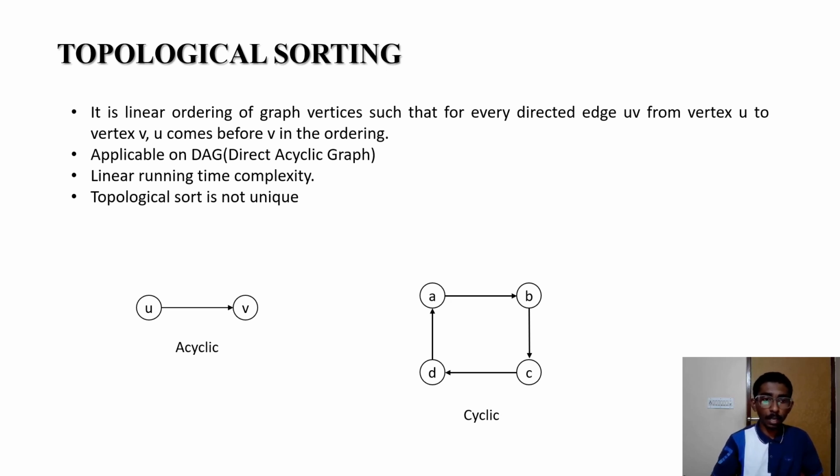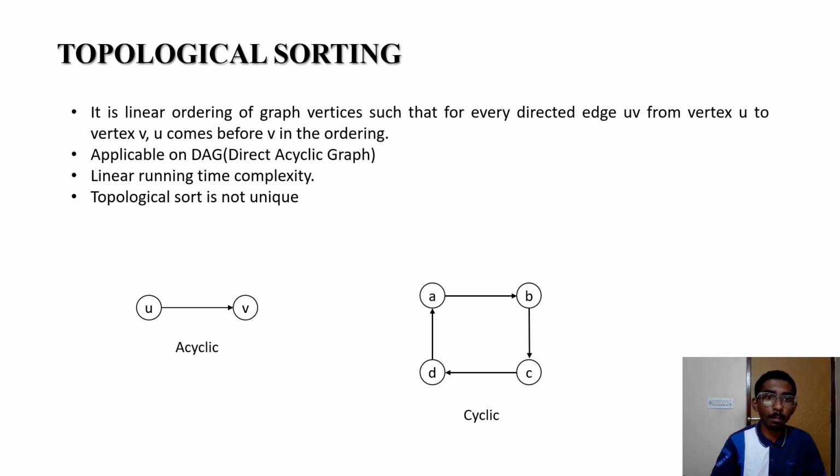First, let us know what is meant by topological sorting. It is a linear ordering of graph vertices such that for every directed edge UV from vertex U to V, U comes before V in the ordering. It is applicable only on a DAG, that is, a directed acyclic graph. The running complexity of this is linear.